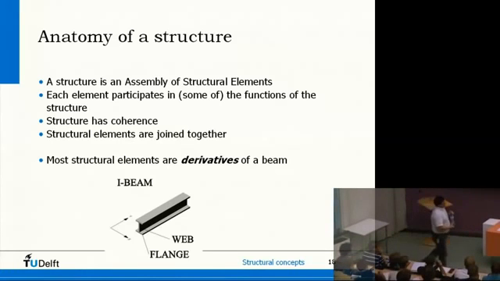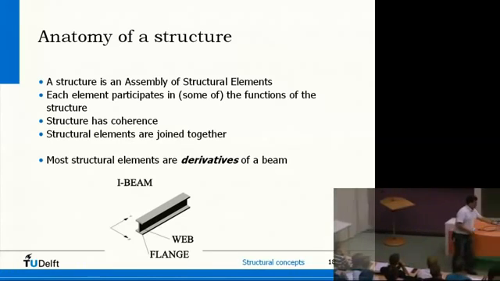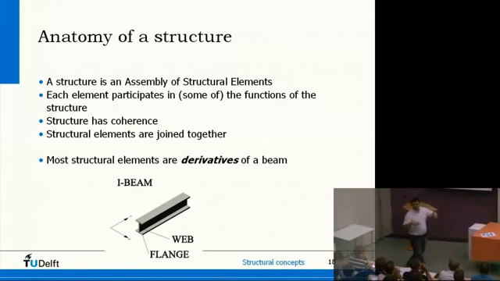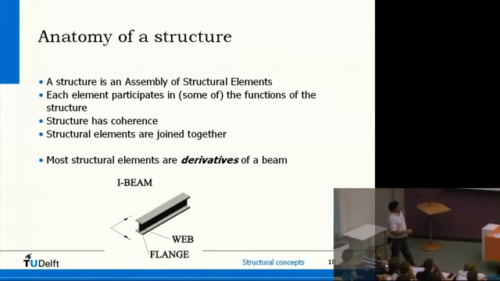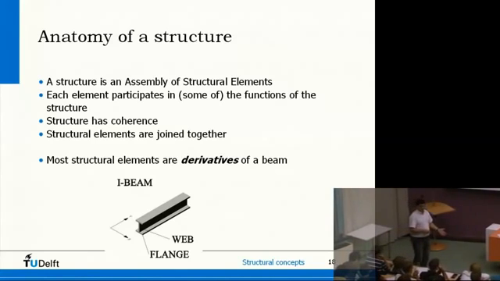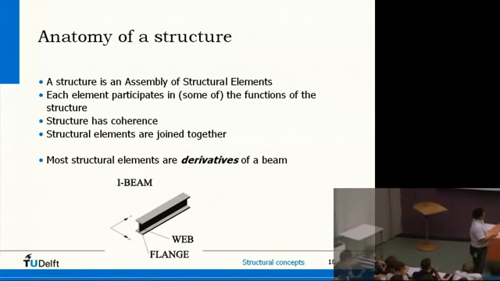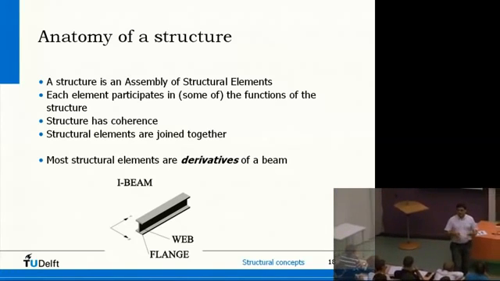And if you look very carefully, you will see that most of these items, most of these components, after the break I will bring some, most of these items are derivatives of a beam. A simple I-beam, as you can see here, a top flange, a lower flange, and a web plate in between. Most of the elements we still use today are derivatives related to such a beam.